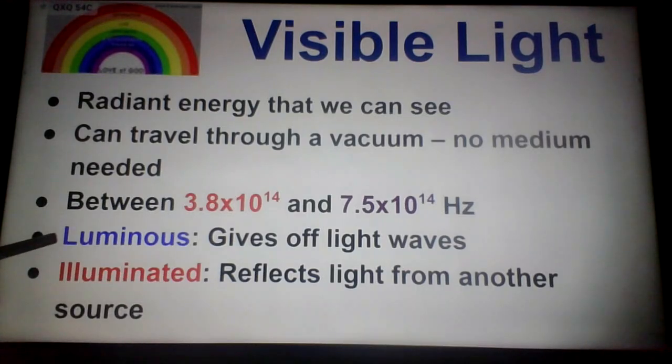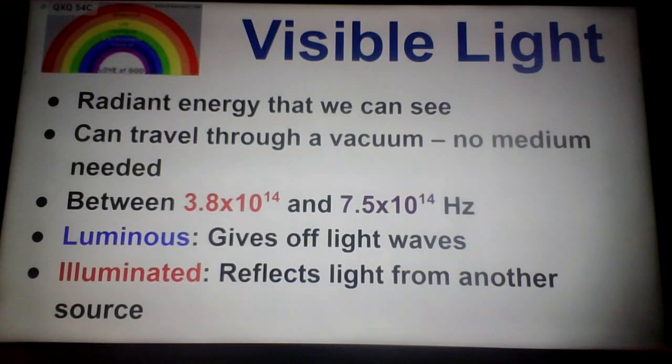So the headlights on the car are luminous and the reflectors are illuminated. And there's reflective paint also on the roads to help us see the lanes a lot better. So anything that reflects light is called illuminated. Anything that gives off its own light is called luminous.